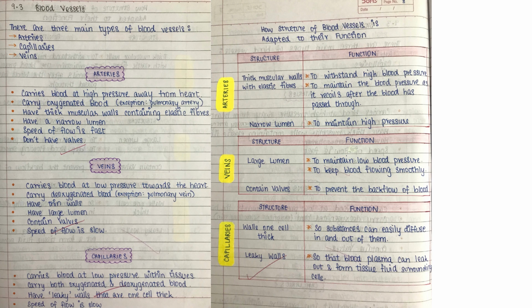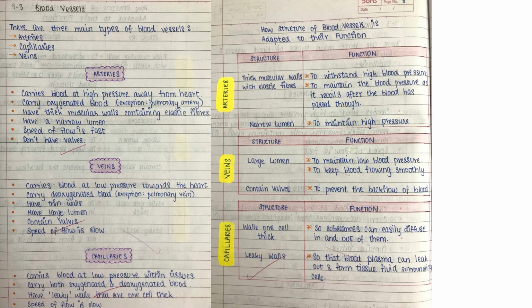So how does the structure of these blood vessels adapt to their function? Arteries have thick muscular walls with elastic fibers. So this helps arteries withstand the high blood pressure and to maintain the high blood pressure as it recoils after the blood has passed through. Arteries have a narrow lumen, again to maintain the high blood pressure. Veins, on the other hand, have a large lumen. This is to maintain a low blood pressure and also to keep the blood flowing smoothly. Veins contain valves to ensure one-way flow of blood and to prevent the backflow of blood.